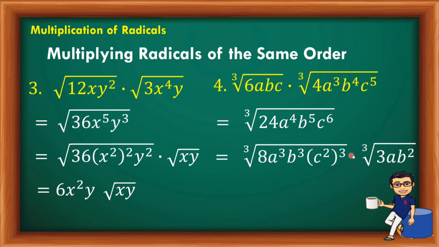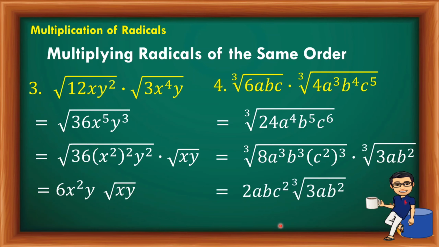May iwang uling isa. Ito na yon. Kaya a to the 3rd. B to the 5th, sa 3 lang pwede, kaya may sumobra. 2. Yun na yun. B to the 2nd. C to the 6th, pwede natin i-breakdown yung exponent. 2 times 3. So, nasa labas uli yung 3 kasi perfect dito. So, yung 2 sa loob.